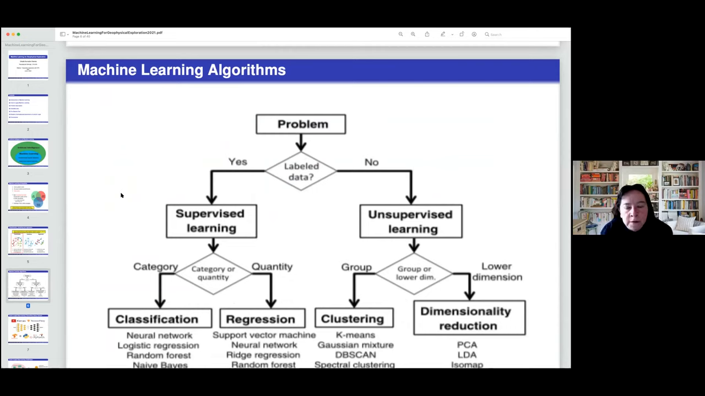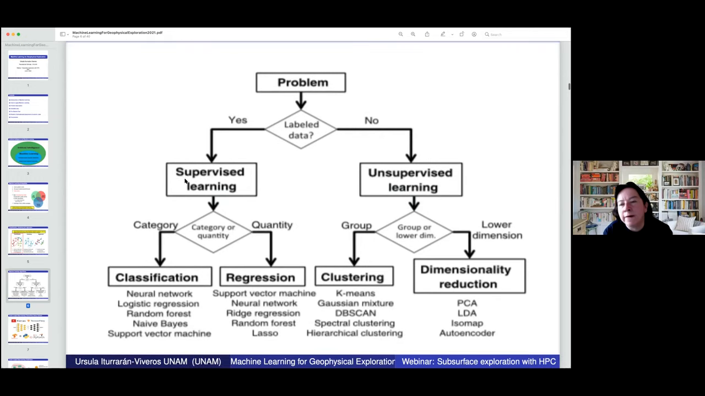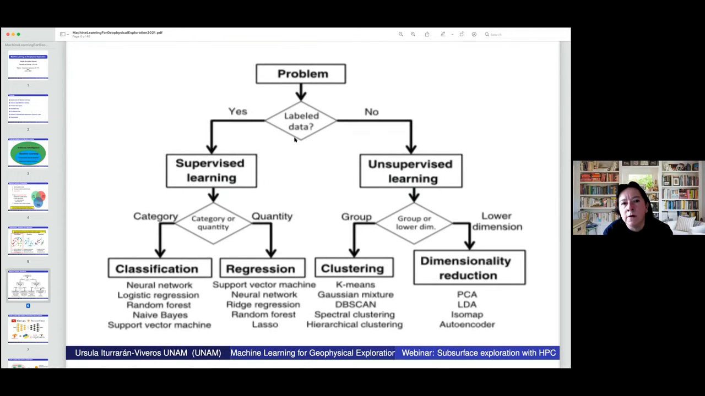In the machine learning algorithms, you have two different paths. Either you have unsupervised learning or supervised learning, and that depends on the data. If you don't have labels for the data, you have unsupervised learning, and if you have labels for the data, you have supervised learning. Basically, supervised learning is you learn from examples with the labels, so you know the right answer, and you can train your neural network to say, this is how you should perform.